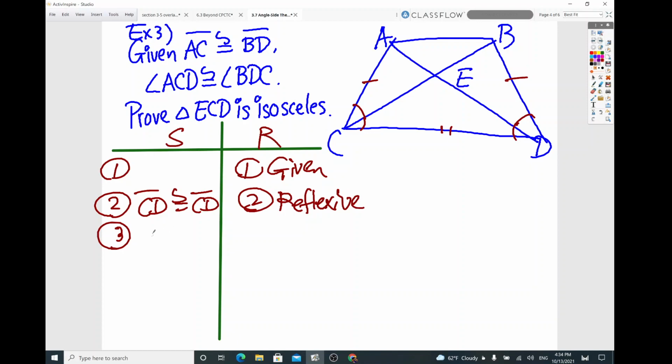Therefore, triangle ACD is congruent to triangle BCD. And the reason for that is by using SAS, side-angle-side. This one is just like an overlapping triangle here, so proving those two triangles congruent, SAS, side-angle-side.